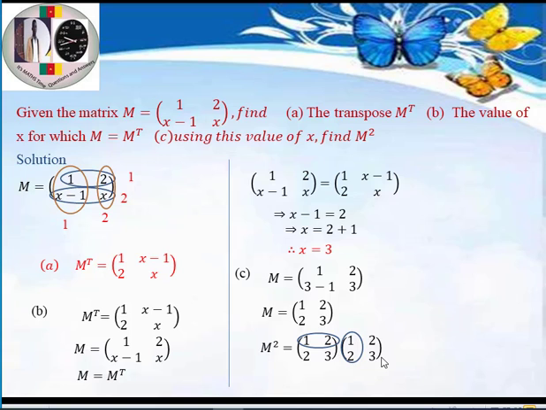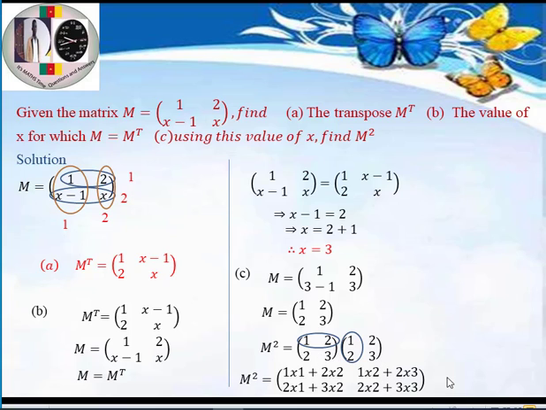So what do I mean? We are going to have 1 times 1 plus 2 times 2 for this entry here. We are going to have 2 times 1 plus 3 times 2 for this entry here. For the next column, we are going to have 1 times 2 plus 2 times 3 here, and 2 times 2 plus 3 times 3 here.